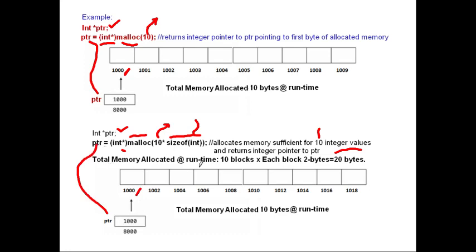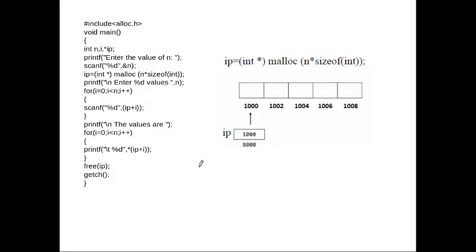Okay, so let us see a program example. Here we have declared a pointer variable to store the address of the first memory block, and this is the index value, and this is the number of memory blocks for the allocation.